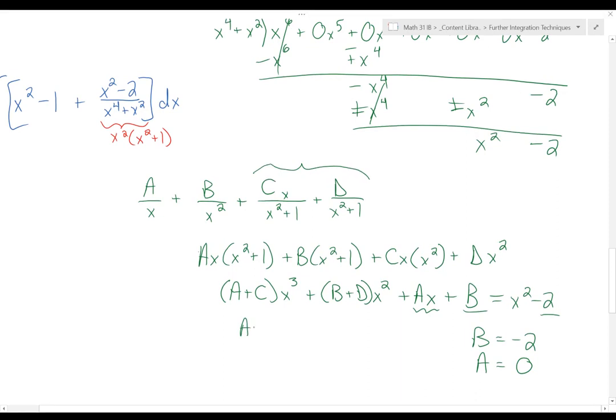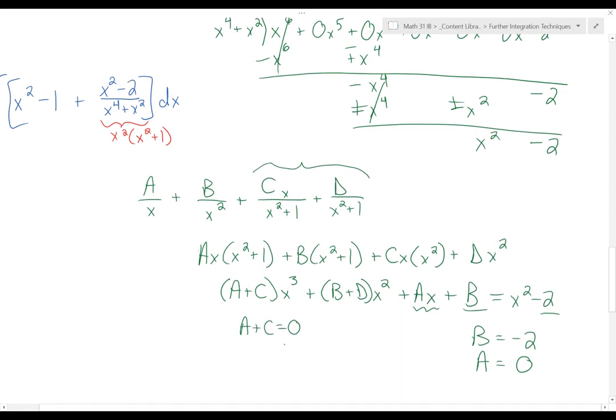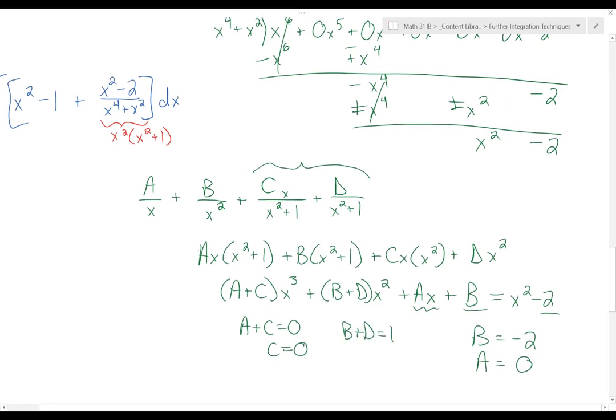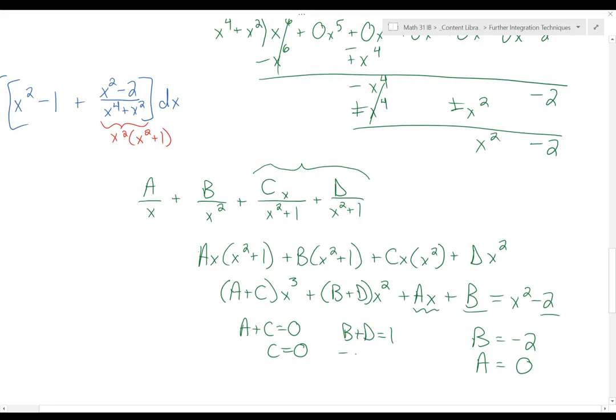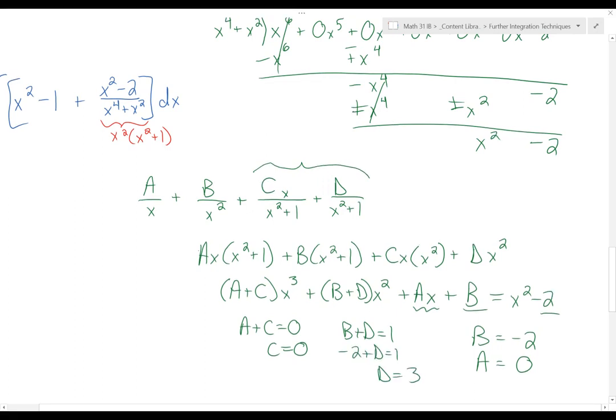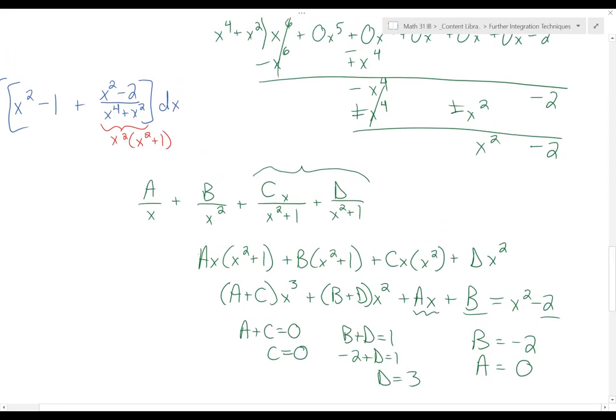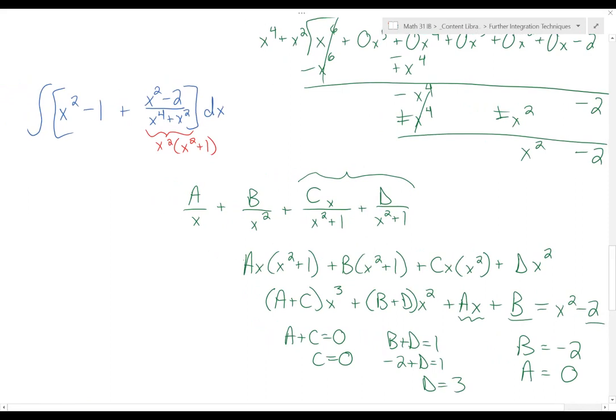A plus c has to also equal 0, since a equals 0, c equals 0. And b plus d has to equal 1, while b is negative 2. So that means d equals 3. So now handily, 2 of my fractions are zeros, so I don't really need to worry about them at all.